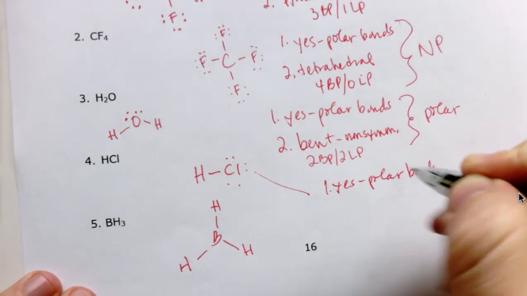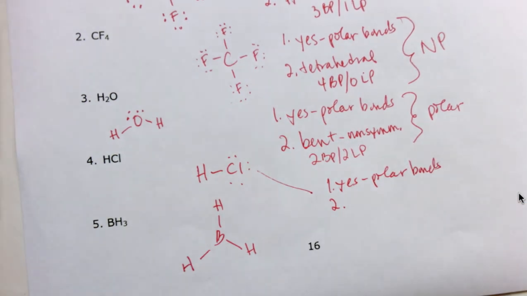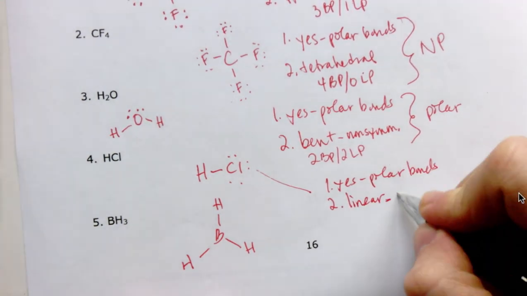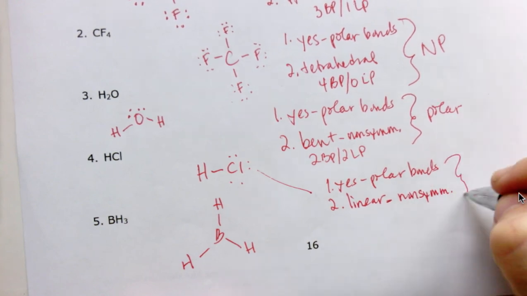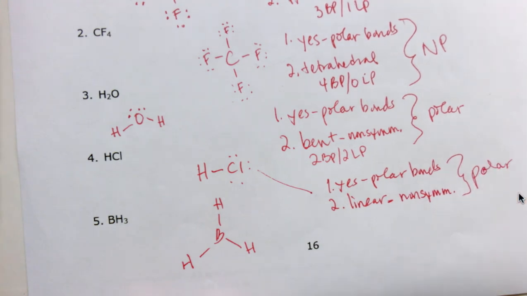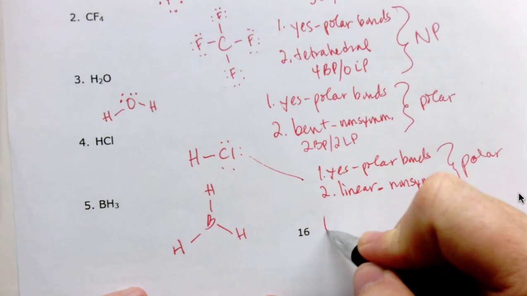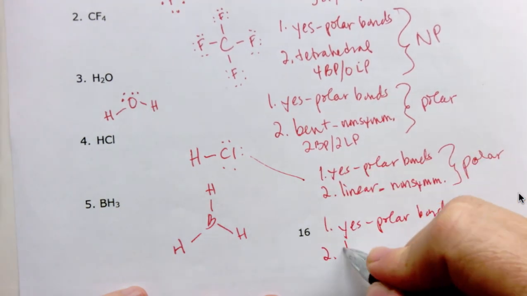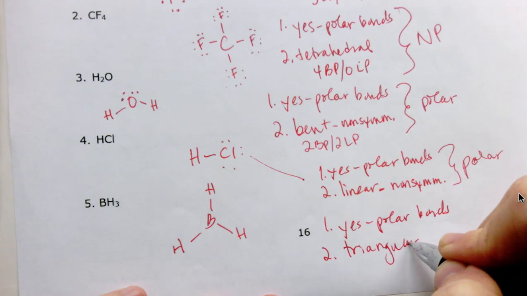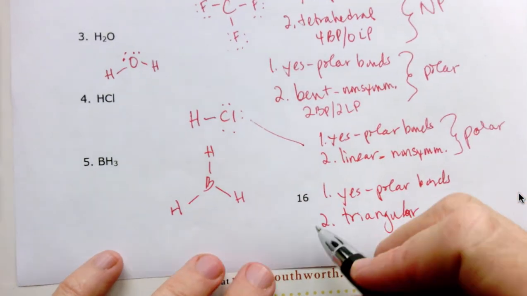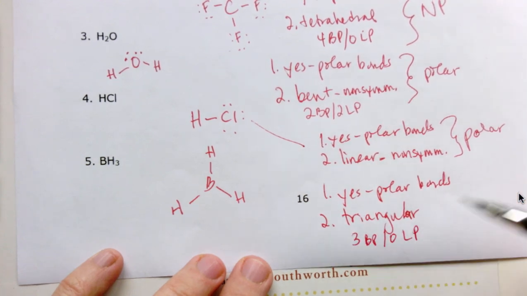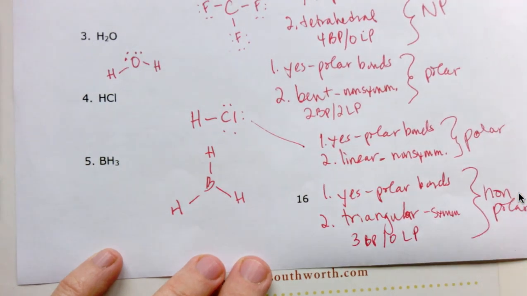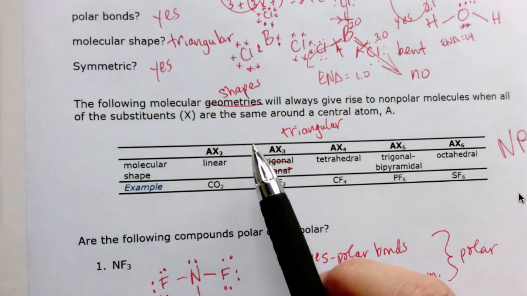Now HCl, yes, you have polar bonds. And you might think, what is the geometry? Well, look at it. It's linear, right? But it's not the same on each side. So it's non-symmetrical, which makes it polar. And lastly, we have BH3. Yes, it has polar bonds, and it's triangular, which is 3 bonded pairs, 0 lone pairs. So it's symmetrical, which makes it nonpolar. So that's like the table up here, triangular.